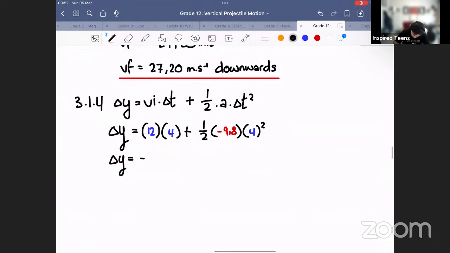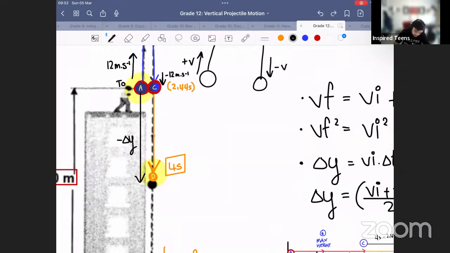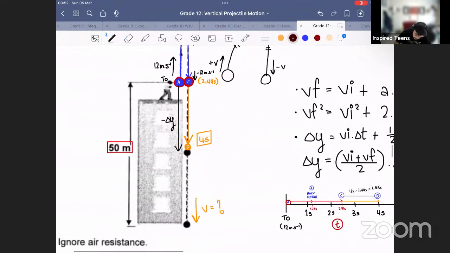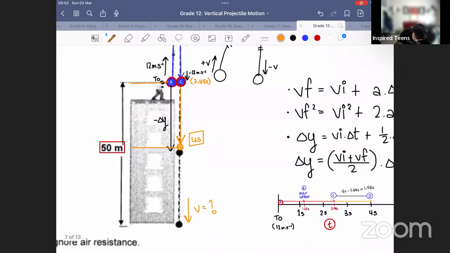So that's exactly what I get. I get negative 30,4 meters. So it's basically telling me the displacement from A to D is negative 30,4, which is perfectly fine, right? They wanted to know the position of the ball above the ground at T is equal to 4. So now remember, from A to D is 30,4 meters. So therefore, it's a lot more down, but it doesn't matter.